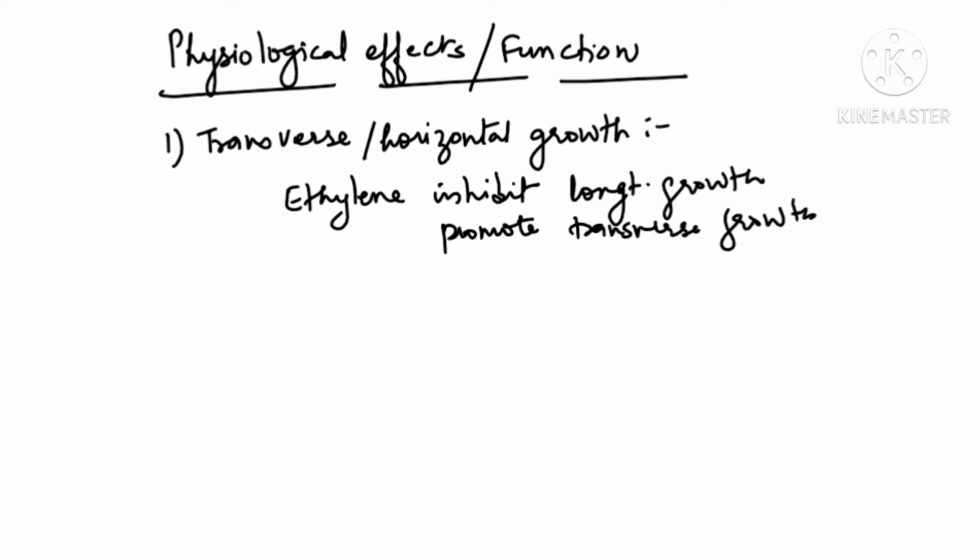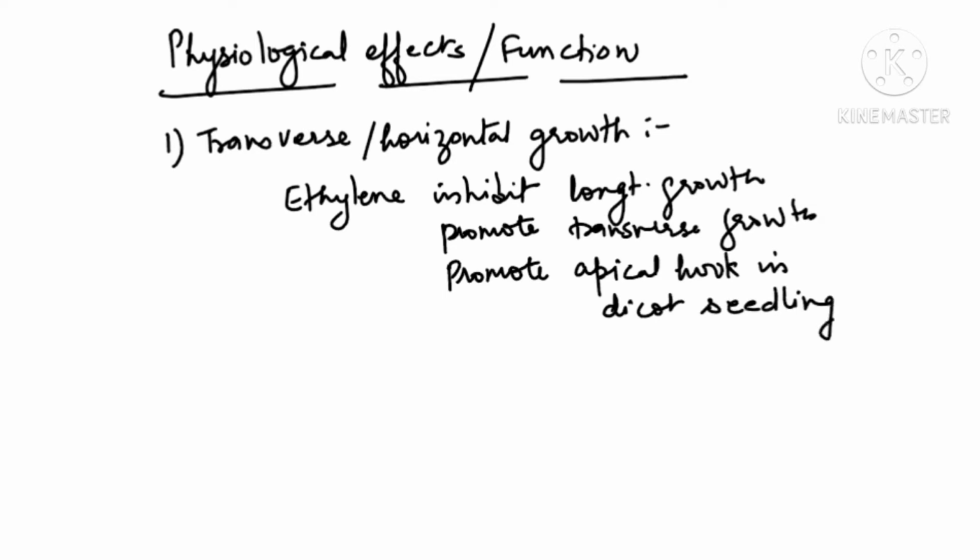Second response is that it will also lead to the formation of apical hook in dicot seedling. It promotes apical hook formation. Apical hook in dicot seedling. All these are lines of NCERT. Please focus carefully. Okay, I'm just converting into points. Third function is swelling of axis. It promotes swelling of axis, due to which the stem looks swollen.